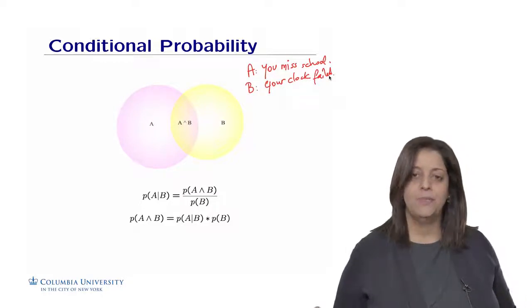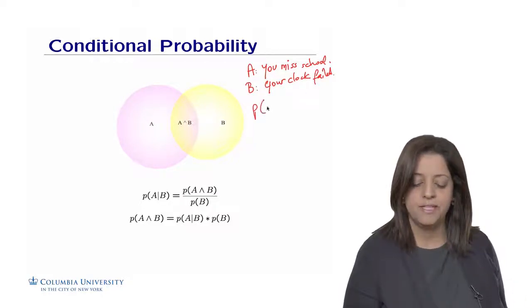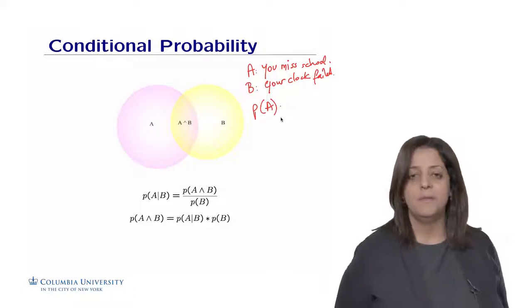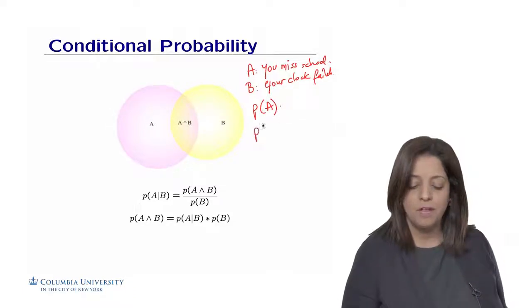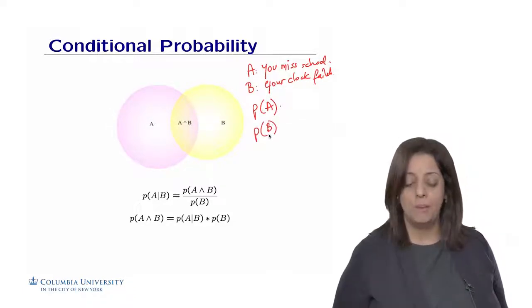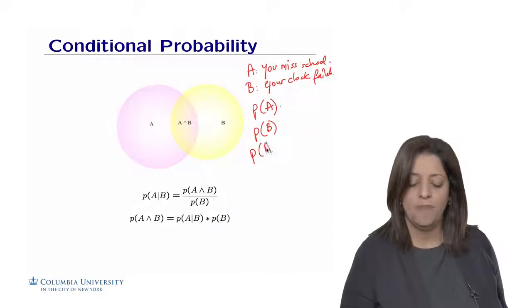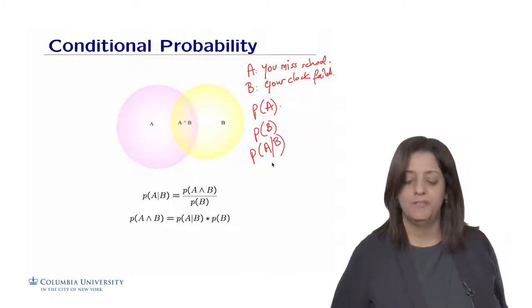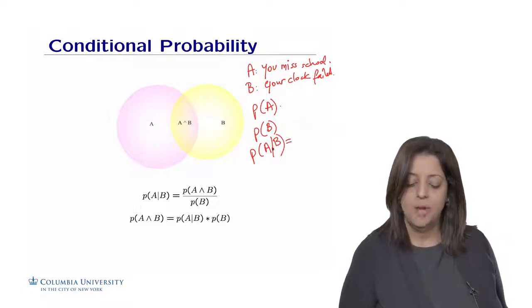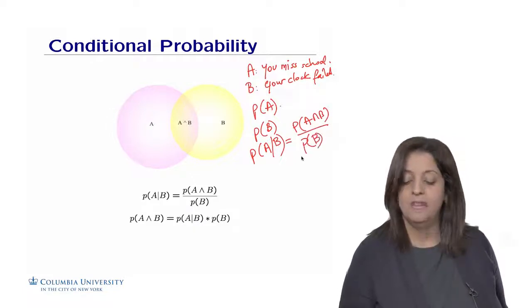So if you look at your past history, the probability of you missing school, which is probability of A, may be small, right? The probability of your clock failing may be also small. However, if you want to check the probability of A whenever B happened, we call it conditional probability of you miss school given that your clock has failed to work, right? So this can be written as the probability of you missing school and the alarm clock failed divided by the probability of the alarm clock failing.